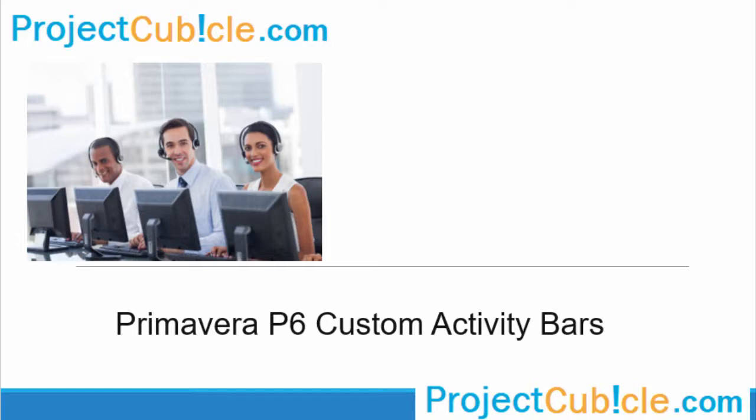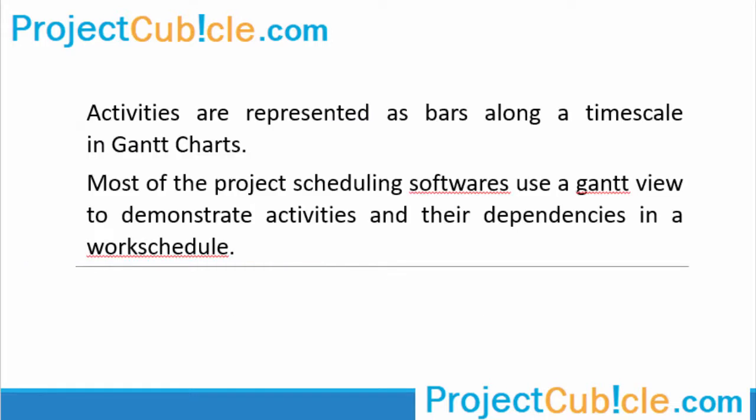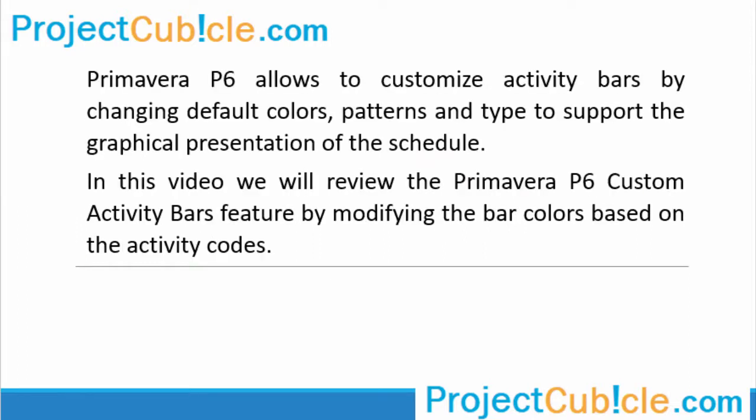Hello everyone. In this training we are going to show you how to create custom activity bars in Primavera P6. Activities are represented as bars along a time scale in Gantt charts. Most project scheduling software uses a Gantt view to demonstrate activities and their dependencies in a work schedule.